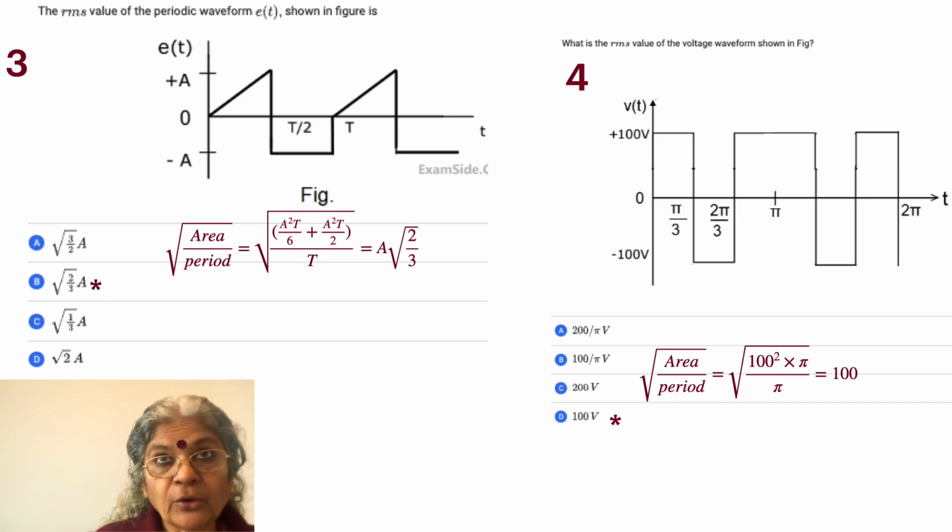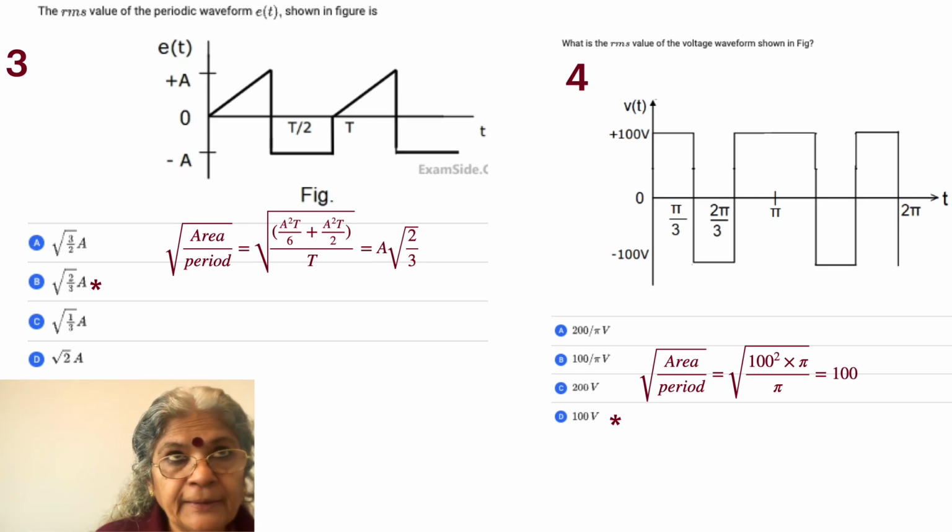So what is the area? To find the area of the rectangle, we see that you have 100 square for the positive waveform, and you also have 100 square for the negative waveform. So in total, it's a block of 100 square. Multiplied by pi or 2 pi, divided by pi or 2 pi, to get the base.